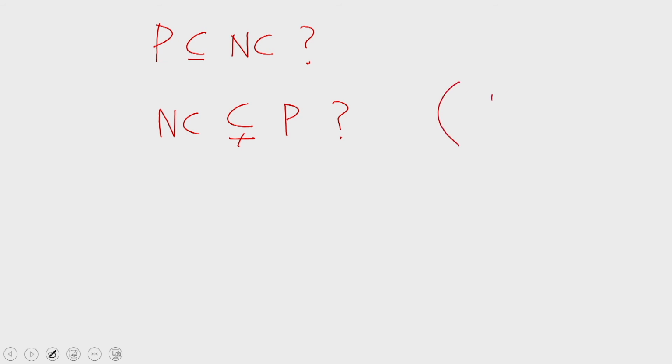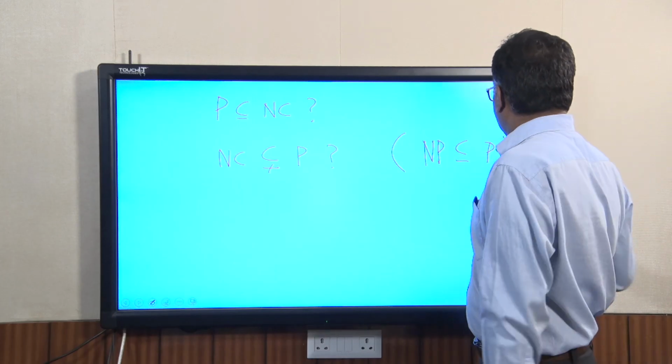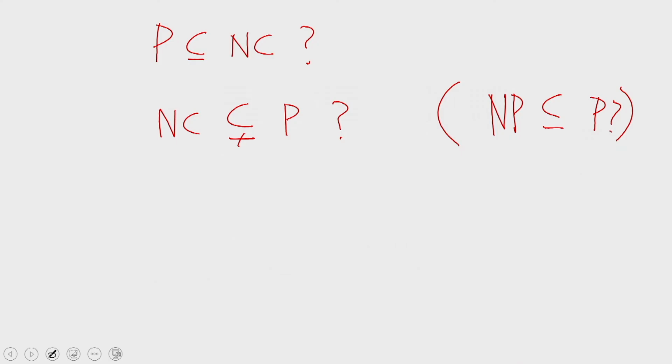But then, does the converse hold? Is P a subset of NC? Or in other words, is NC a proper subset of P? This is a question to which we do not have an answer yet. This is analogous to the P equal to NP question. This question is still open. Similarly, the question whether P is a subset of NC is still open.